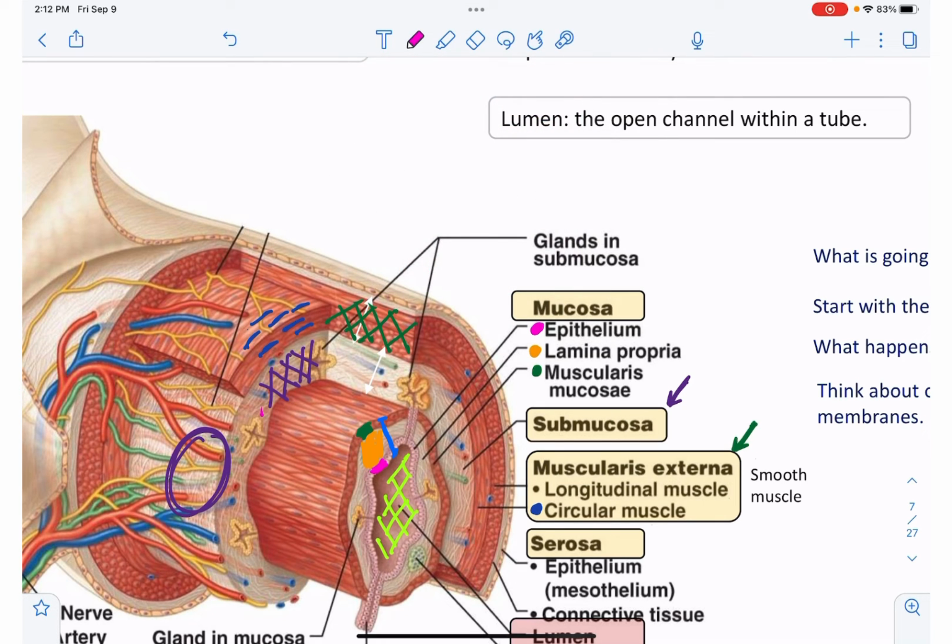And then on top of that, we have the outer longitudinal layer. And it's called that because the smooth muscle cells are running longitudinally. They're running lengthwise down the length of the digestive tract. And the movement of food within the digestive tract, back and forth and down the digestive tract, is going to occur because of this muscularis externa.